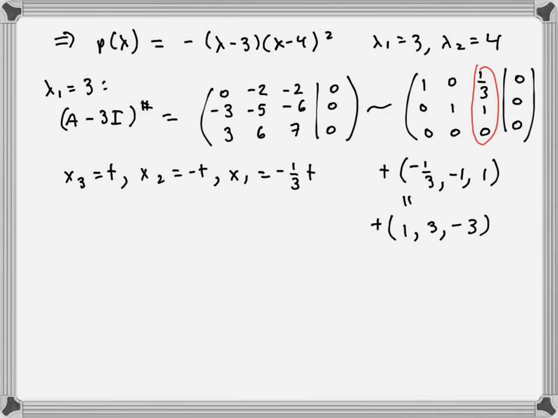So my linearly independent eigenvector for this eigenvalue, I just have 1, 3, negative 3. So I'm going to call this guy V1. Okay, now let's do the second one. Lambda 2 is equal to 4.